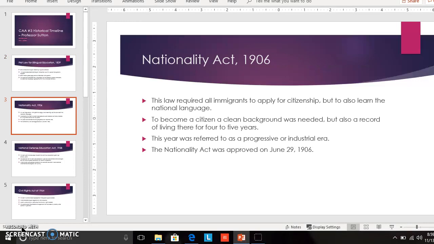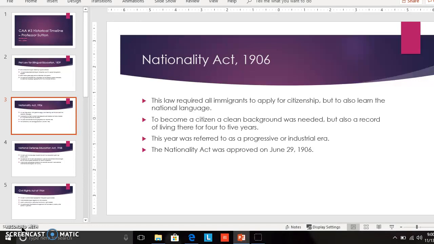The second one that I covered was the Nationality Act, and this one occurred in 1906. This law required all immigrants to apply for citizenship, but to also learn the national language. At this time, technically, the national language was English, as we all know. But these immigrants, again, didn't really have much English speaking. They didn't have a very good background on it.